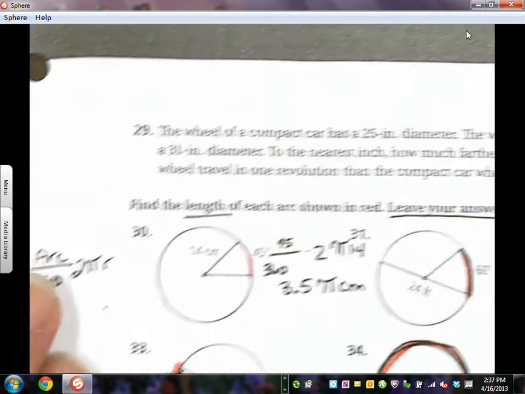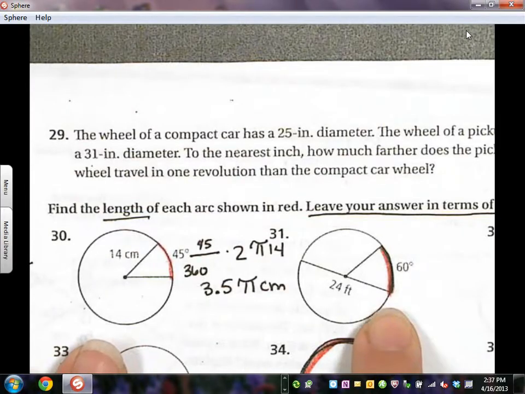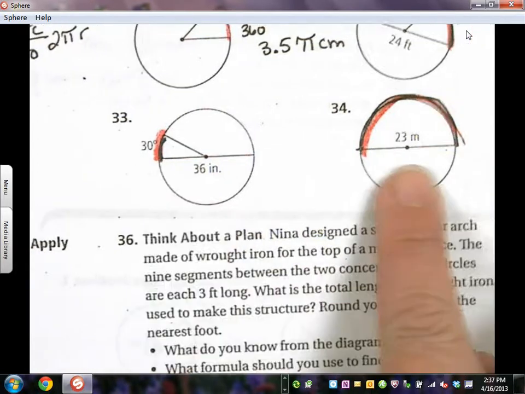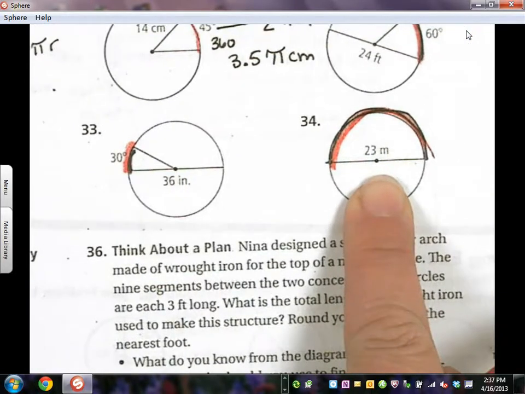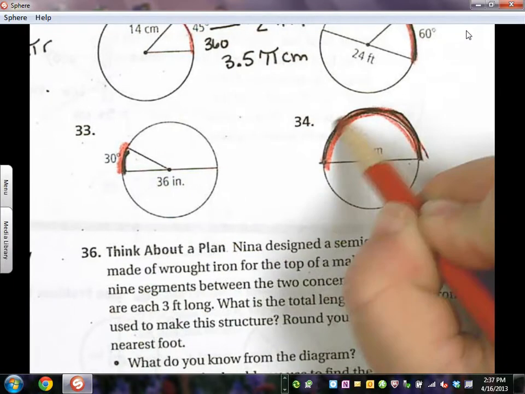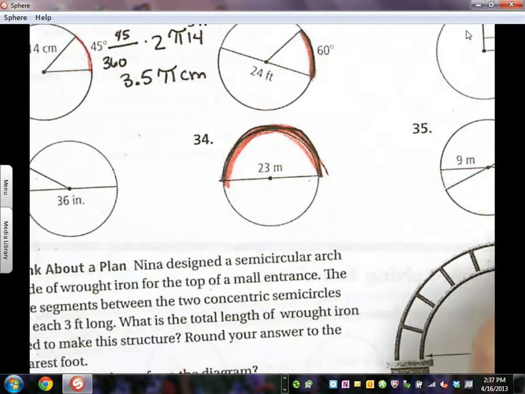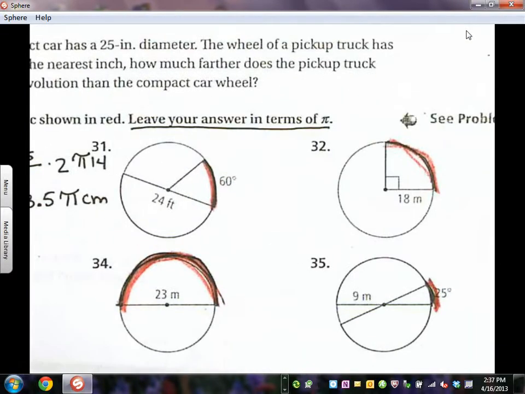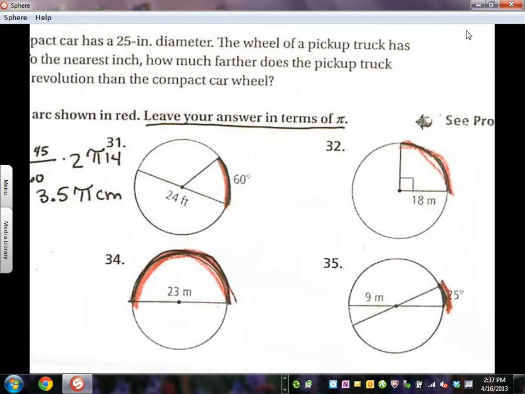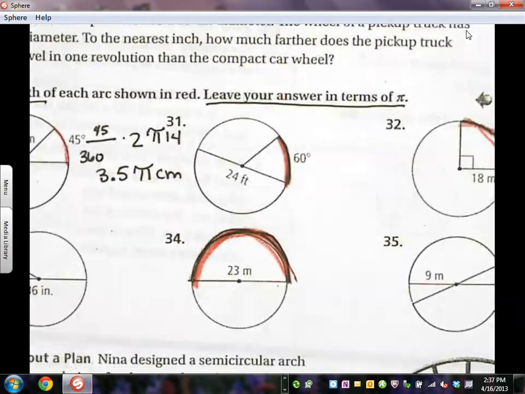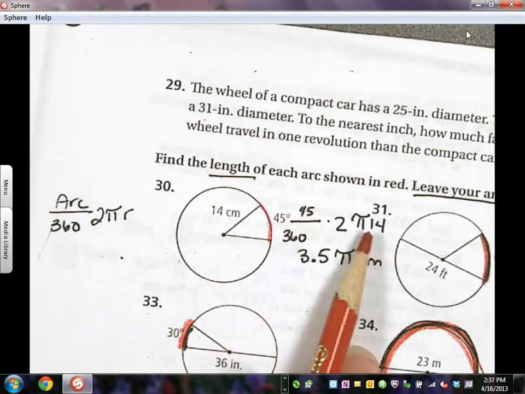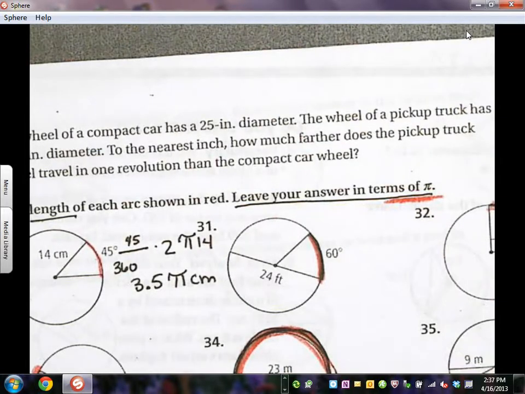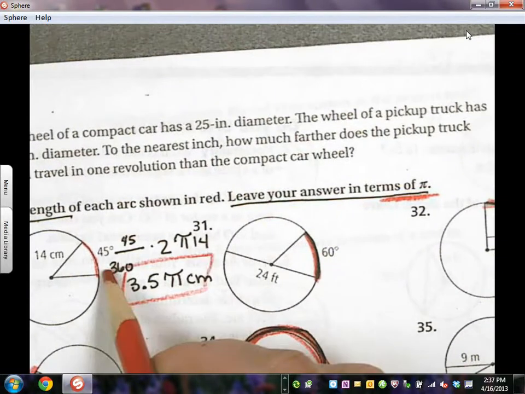Okay, so here's this one. We found that one. This in red, this in red, this in red, the semicircle in red, and then this arc right here. Okay? Hopefully that'll help you. It's all just like we did. Each problem is going to be the same. It's the arc length over 360 times 2 pi times 14. And remember to leave in terms of pi. So we're always going to get our answer that's going to have a pi in it.